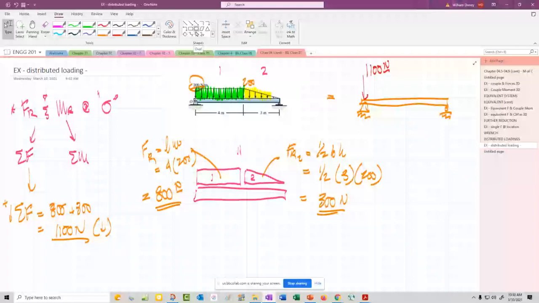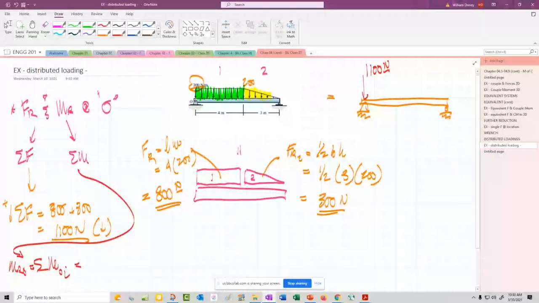All right, let's find the moment. The resultant moment at O is adding up all the moments about O. There'll be 2 of them because we have 2 regions, 2 distributed loadings. Counterclockwise positive, that means minus 800.